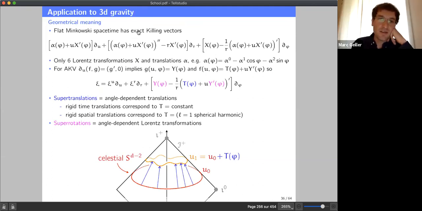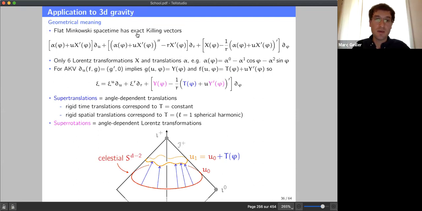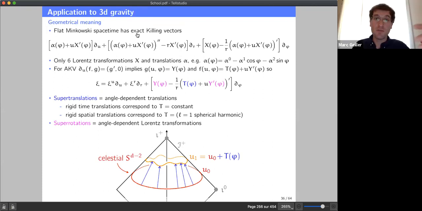I'm saying exact as opposed to asymptotic Killing vectors, so that they don't have to preserve the form of the metric asymptotically when R is large, which is what you would only require for asymptotic Killing vectors. Okay, thank you. So for asymptotic Killing vectors, you preserve some fall-offs, but for the usual notion of Killing vectors, you just identically annihilate the metric. Yeah.